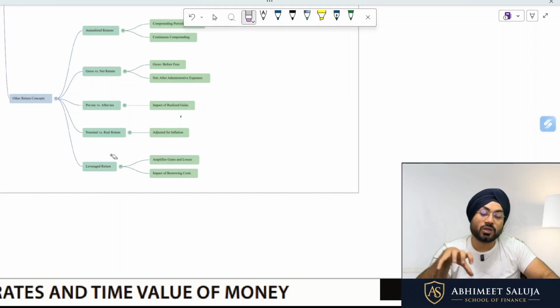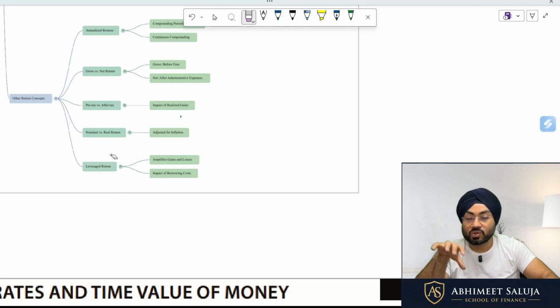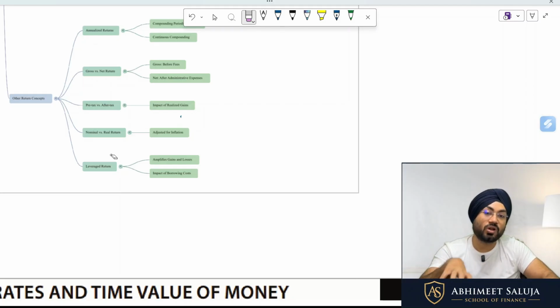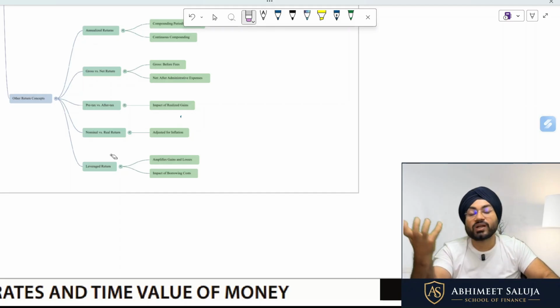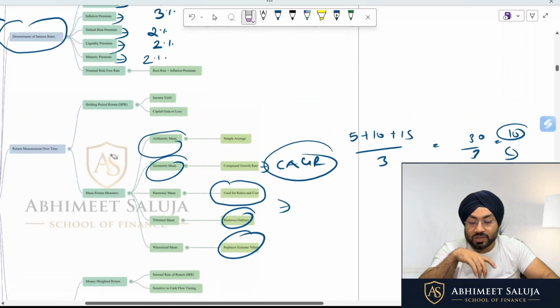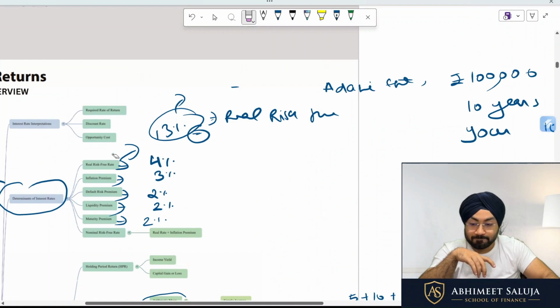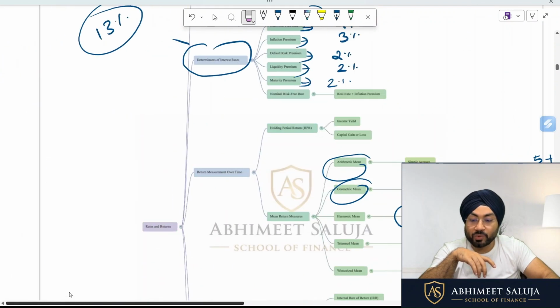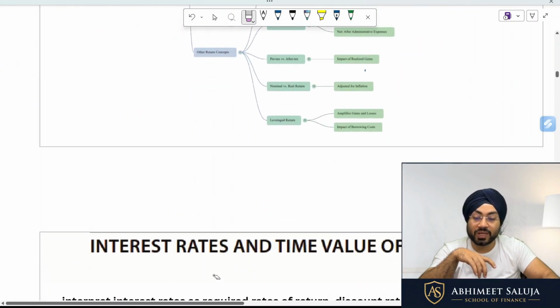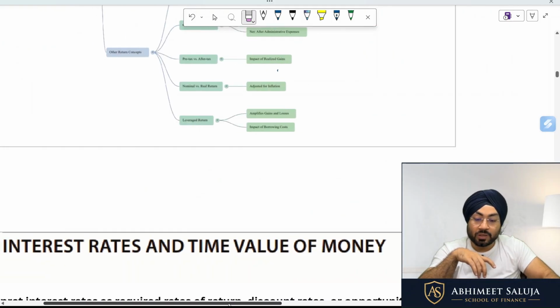Leverage can have a great impact on your portfolio. If you borrowed the money just before the bull run and invested in your portfolio, then you can amplify your return. And if you borrowed the money and invested in your portfolio and then the market crashed, then you could get into big trouble. So this is just an overview of the chapter. Now we are going to study each of the topics in detail.